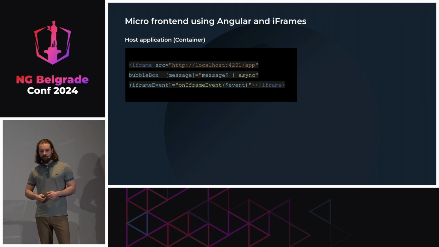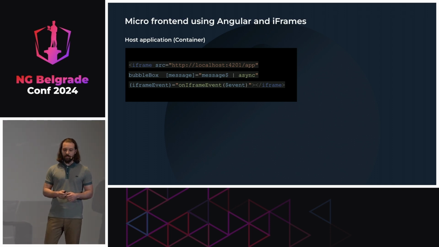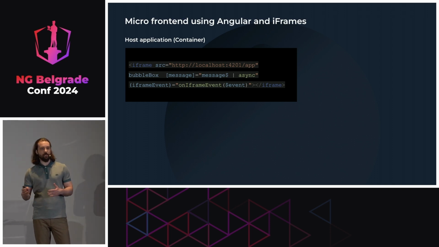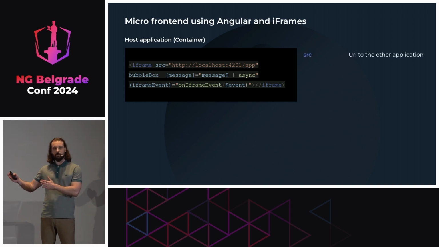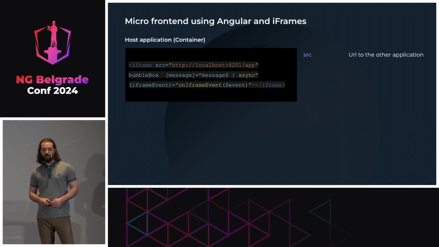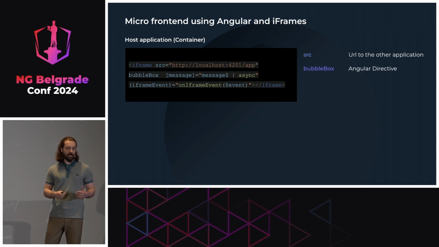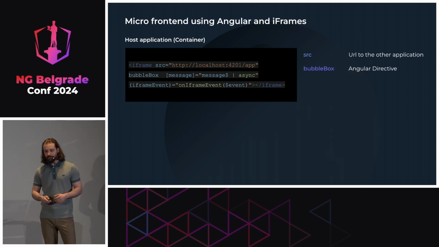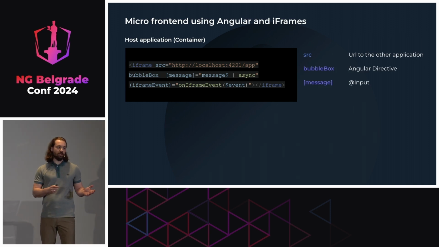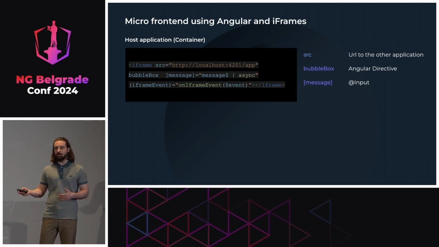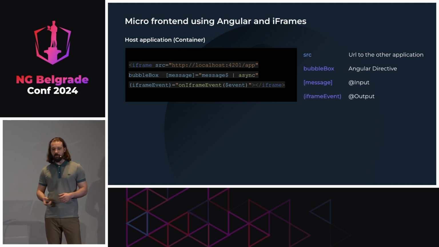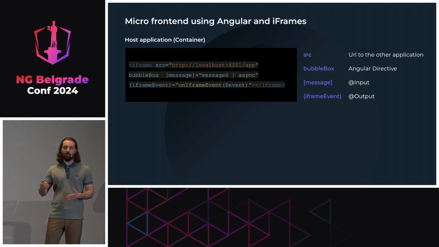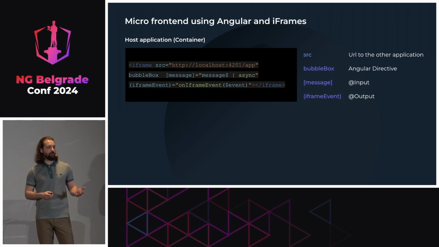In the first place, at the host application, we have to add the iframe, as we usually do, and then at the source we will add the URL to our micro app. Then we will add our Angular directive, Bubblebox. Now the messages will represent something that we previously had in the components. That will be the input. And the iFrame event will represent something that we also had previously in the components. That will be the output.